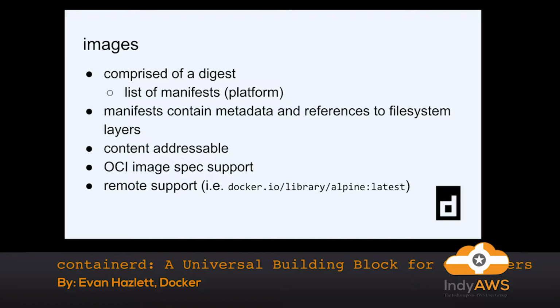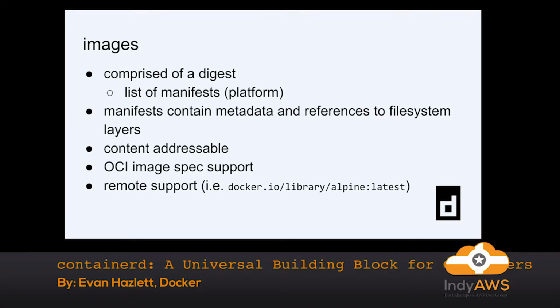So first, if you want to run a container, you need an image. In Containerd, these images are comprised of a digest, and the digest has a list of manifests. If this is kind of going over your head, don't worry about it. If you have questions, you can ping me later. And also, please feel free, it's very informal, so interrupt if you have questions.